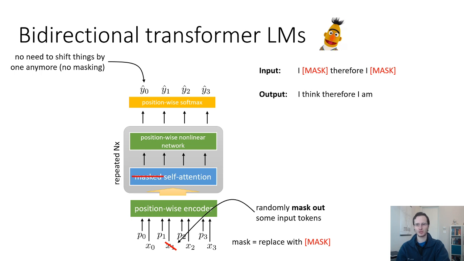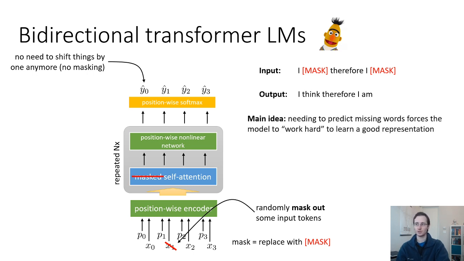This intuition is very much the same as the intuition of word2vec: if you can predict a word from its context words, then you can learn something about meaning. Although, of course, here, just like in Elmo, the word representation is specific to that sentence. So the main idea is that needing to predict missing words forces the model to work hard to learn a good representation, without the need for masked self-attention. It's a bidirectional model, but it doesn't require training two separate models. So this makes it bidirectional.